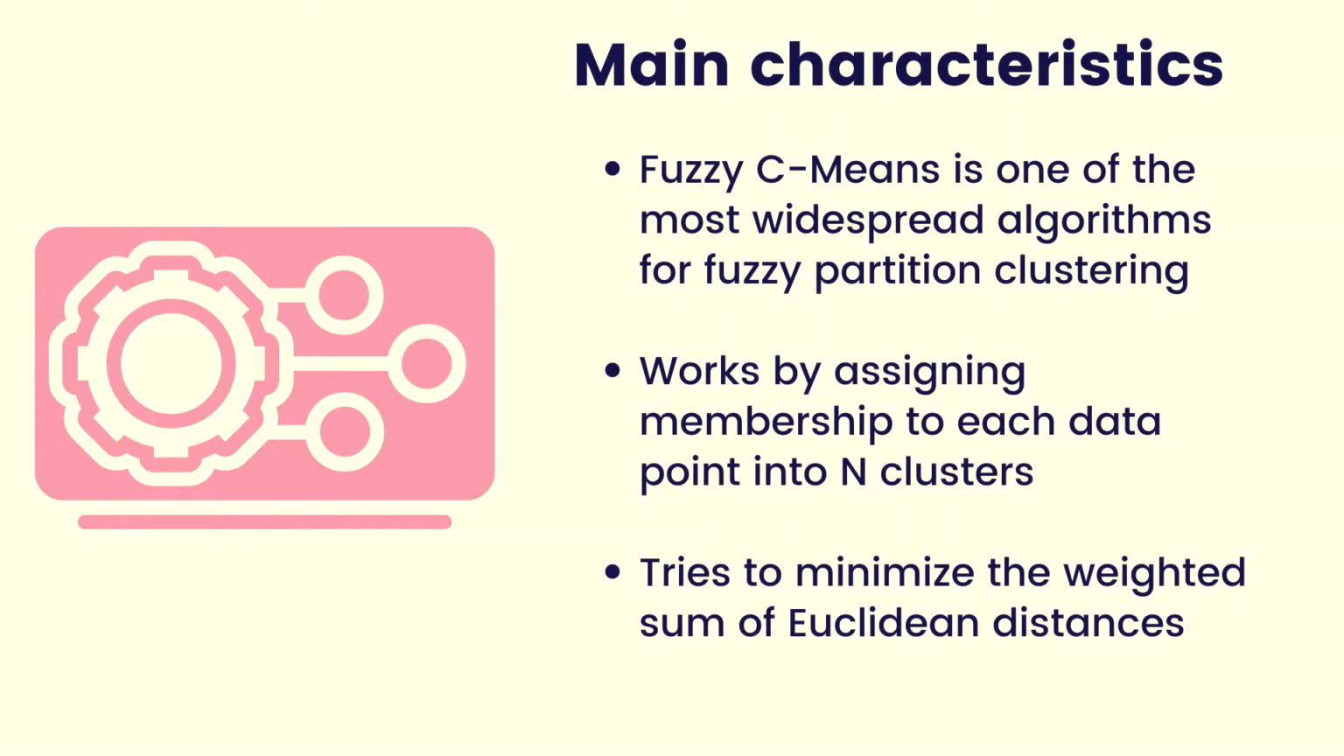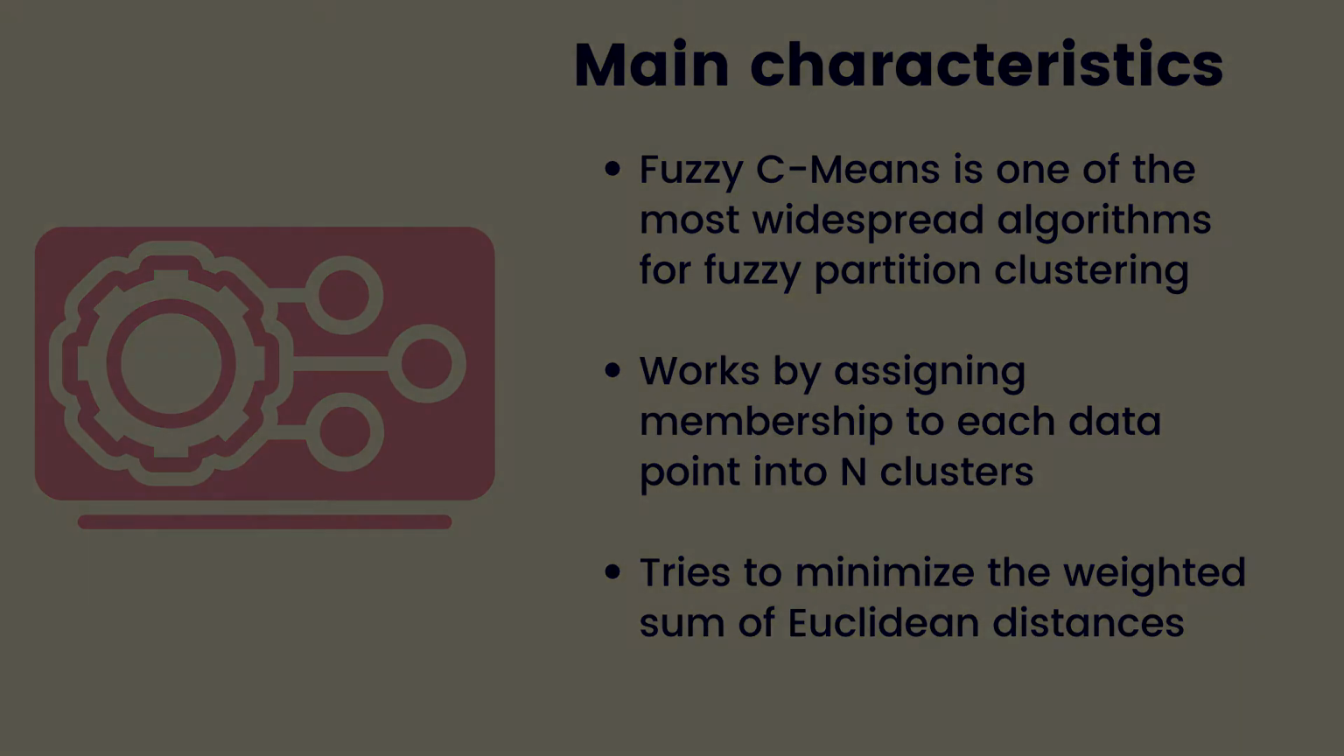About its characteristics, fuzzy C-means is one of the most widespread algorithms for fuzzy partition clustering. It works by assigning membership to each data point in n clusters, with every data point belonging to other clusters to a certain degree. Its objective is to minimize the weighted sum of Euclidean distances between the objects and the means of the corresponding clusters. It is used in many areas, from social science to engineering through basic science. It is commonly used in pattern recognition, image segmentation, image clustering, big data, etc.